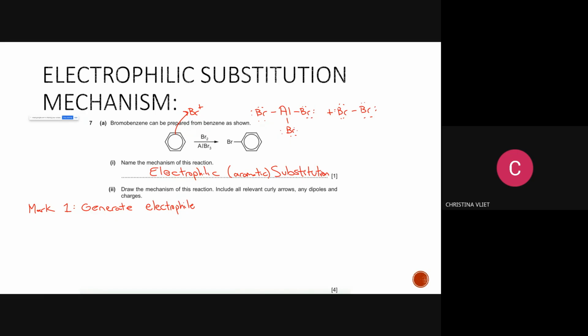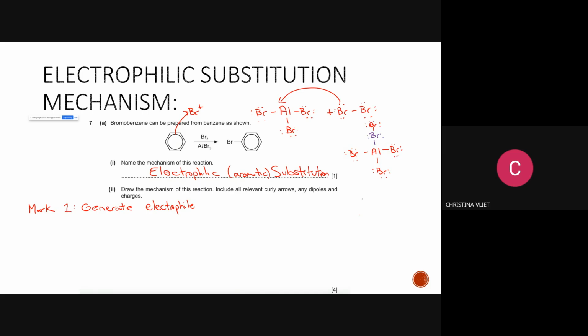So what happens is the following. These 2 electrons go here. And you have this. Al, Br, Br, Br, Br. But this actually isn't stable. So what happens?